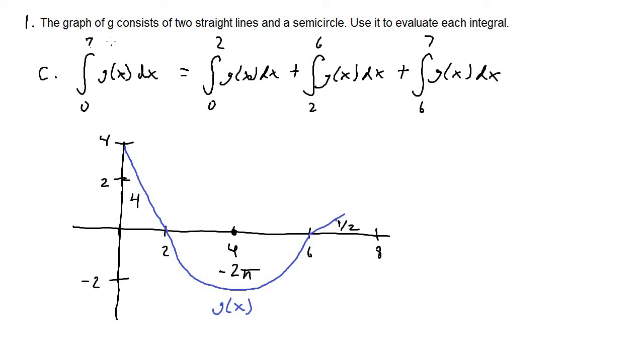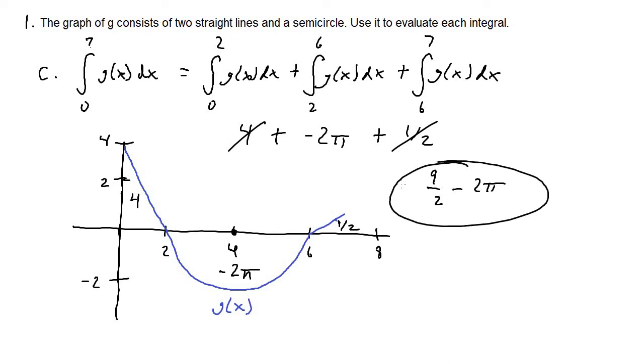So now we can just go ahead and find the integral from 0 to 7 of g of x dx by adding up all those smaller sections. So we have the integral from 0 to 2 of g of x, which was 4, plus the integral from 2 to 6, which was a negative 2 pi, and plus the integral from 6 to 7, which we've just found to be 1/2. So now we have 4 plus 1/2, which is going to be 8 over 2, plus 1 over 2, which is 9 over 2. So the final answer is 9 over 2 minus 2 pi, as the total area under the curve of g of x from 0 to 7.